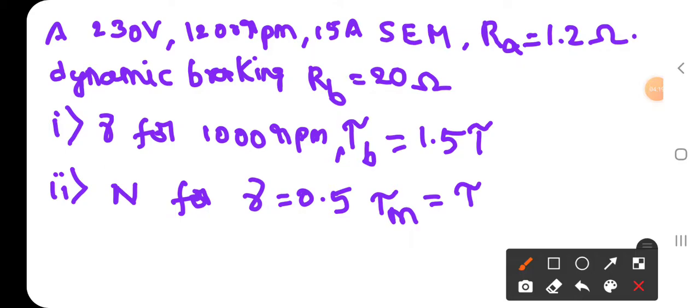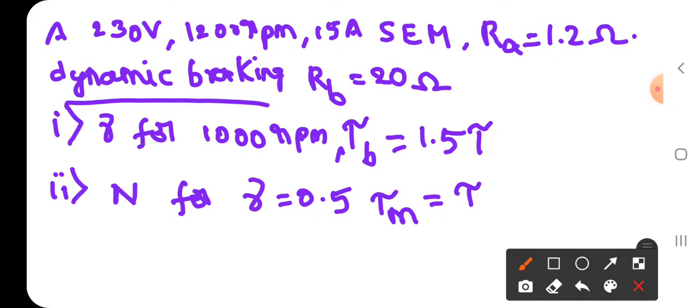Yeah, this is the problem he has given. If you observe, the motor given is a separately excited motor, and he states that the rated speed of the motor is 1200 RPM, voltage is 230 volts, and armature current is 15 amps. Moreover, braking resistance is also given, because it is dynamic braking. How do we employ the dynamic braking? The dynamic braking is employed by disconnecting the supply and replacing the supply with a variable resistance. Therefore it is also called rheostatic braking.